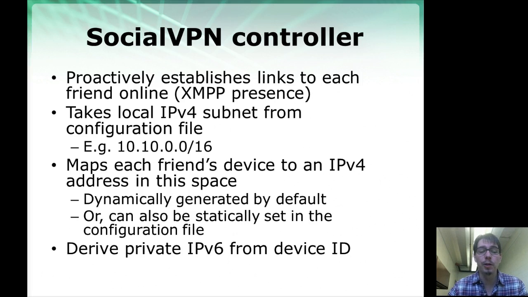Social VPN also supports IPv6, and the nice thing about IPv6 is we don't need to do translation because the address space is much bigger. So we derive a private IPv6 address from the device ID that's used to connect to the XMPP server.